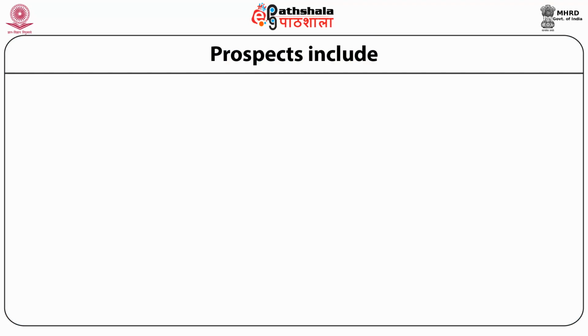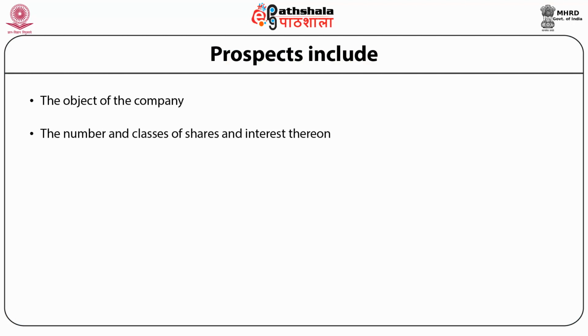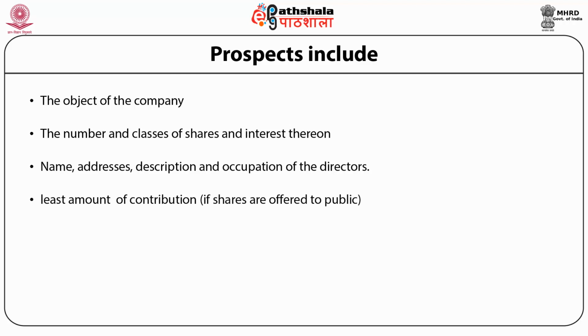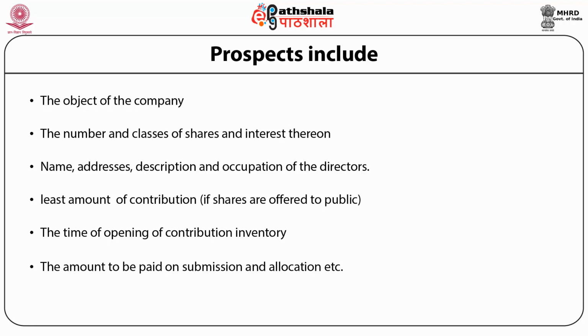Prospectus contents include the object of the company, the number and classes of shares and interest thereon, names, addresses, description and occupation of directors, minimum amount of subscription if shares are offered to the public, then the time of opening of the subscription list, and the amount to be paid on application and allotment, etc.